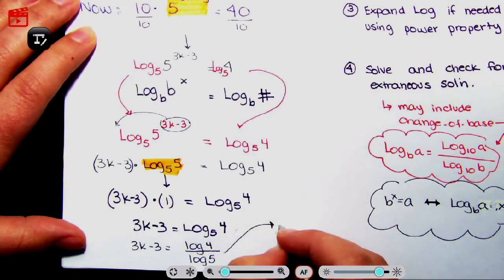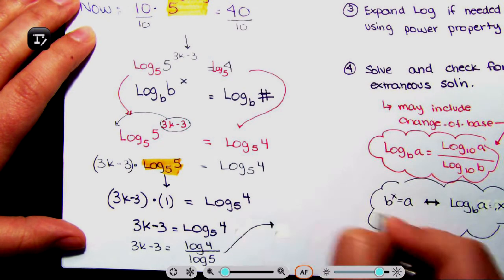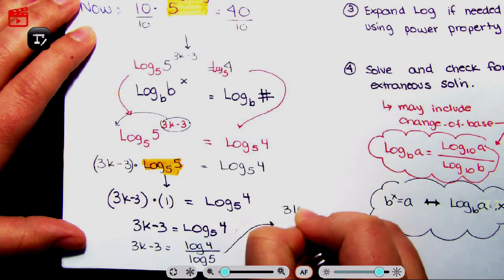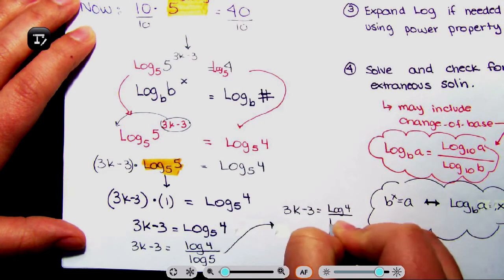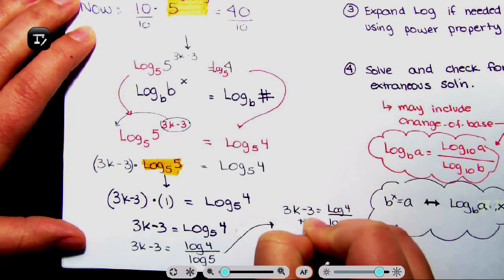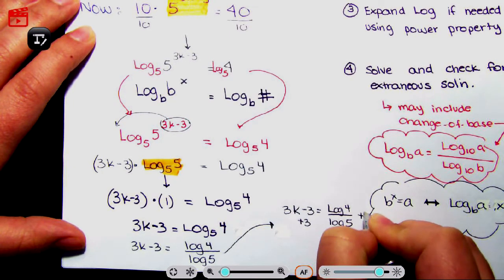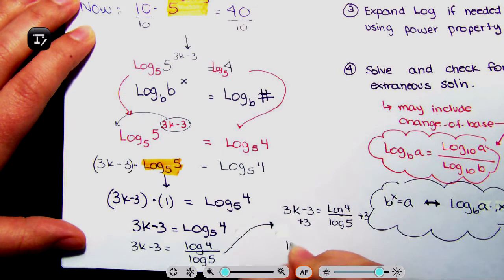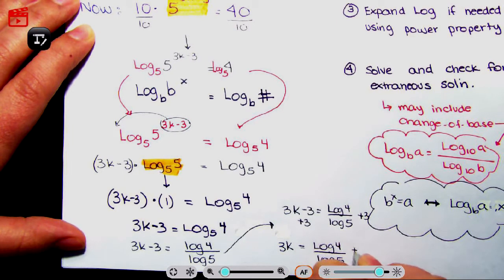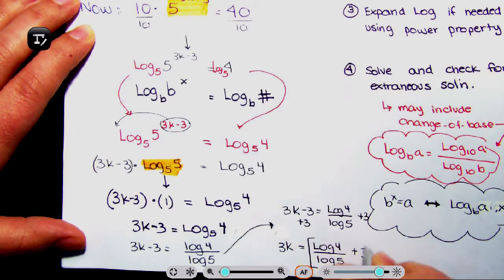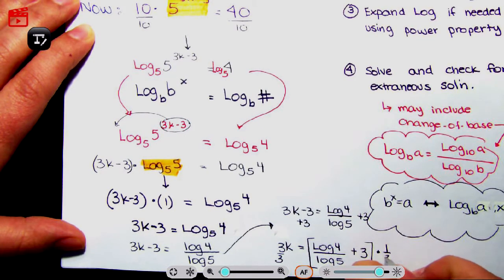So once I'm here, let's isolate the 3k. I'm a little bit running out of room, but hopefully I can make it. 3k minus 3 is equal to log of 4 divided by log of 5. I'm going to add 3 to both sides, and I basically am going to do this and get k by itself. Notice I'm not using a calculator just yet because I want to get the most exact answer, and I'm going to divide by 3, which is the same thing as multiplying by 1/3.